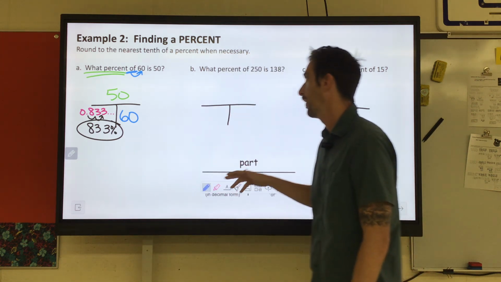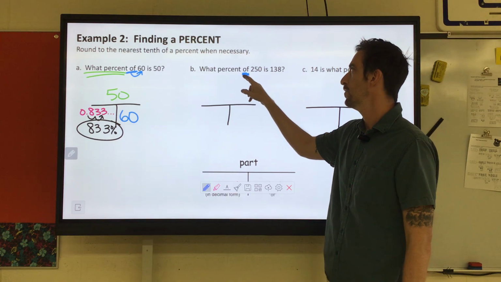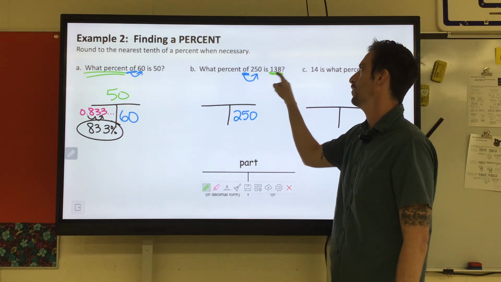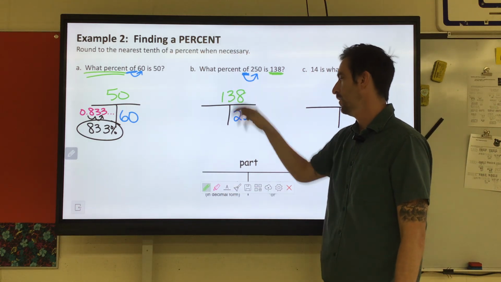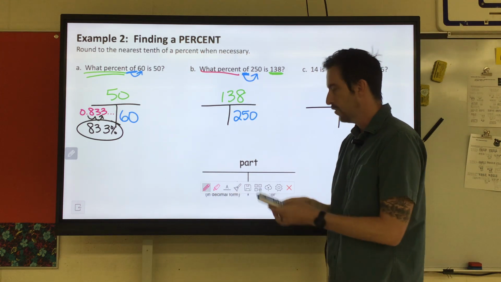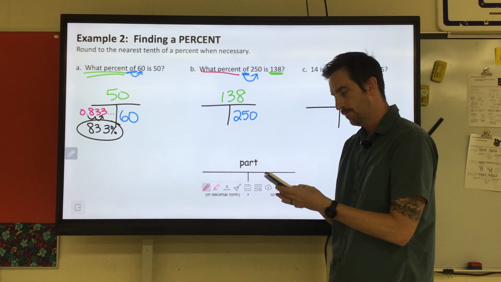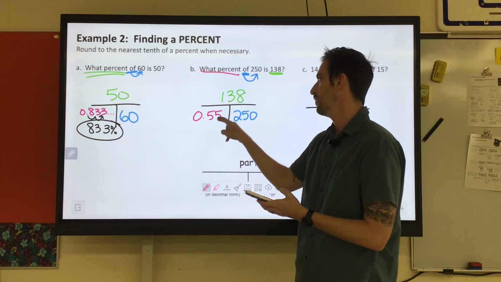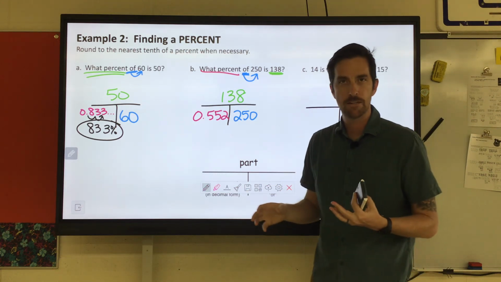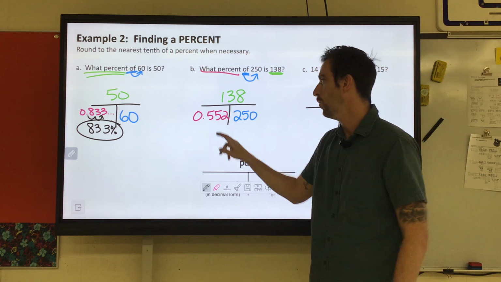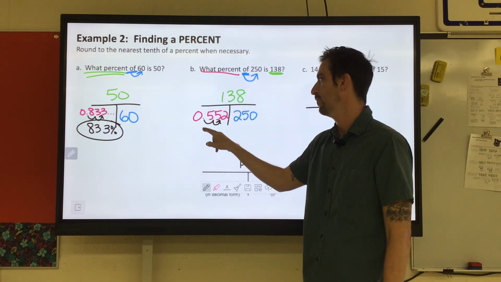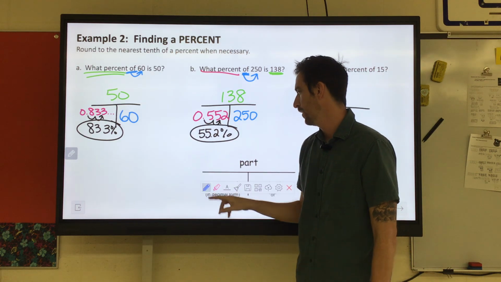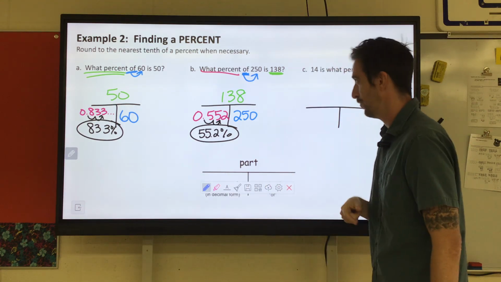So let's try more. What percent of 250, so 250 is the whole, is 138? We're looking for what percent? So 138 divided by 250. The decimal I'm getting is 0.552. We're going to convert it back into a percentage, so either times 100 or move it 2 places to the right. 55.2%. And again, we'll get used to this and it'll go really quick for you.